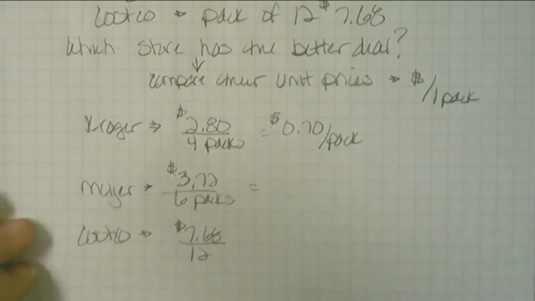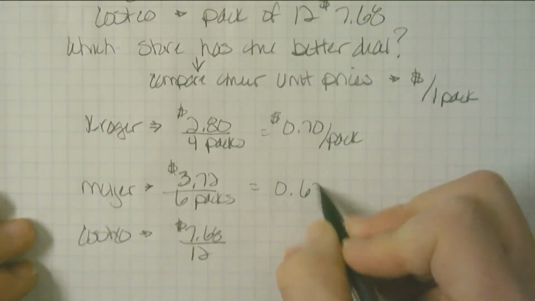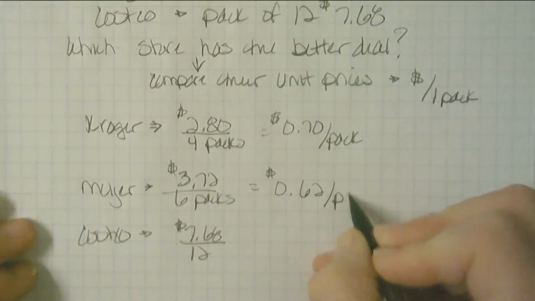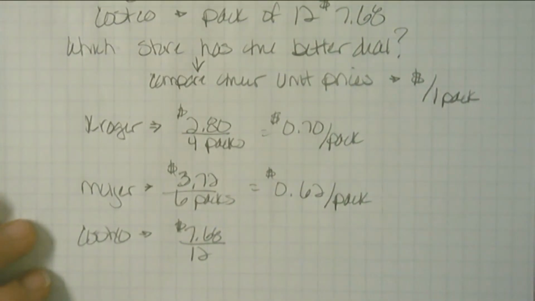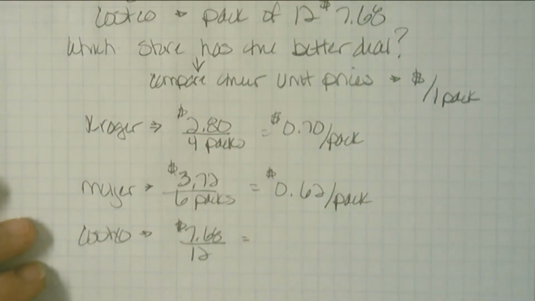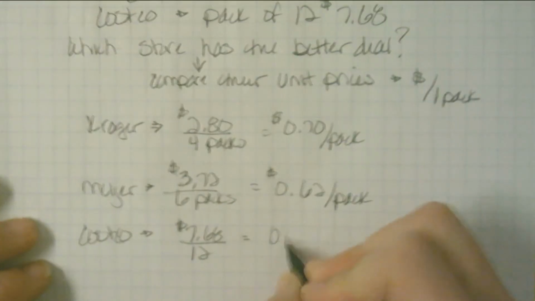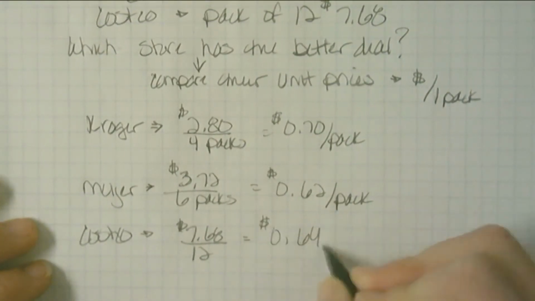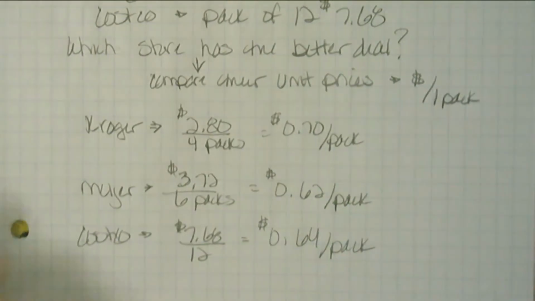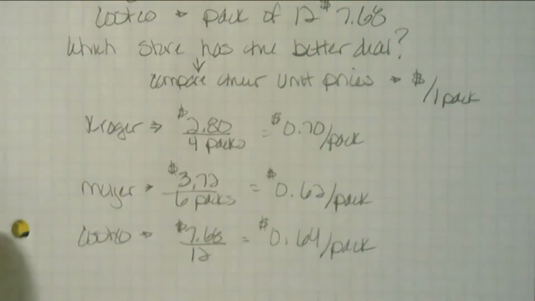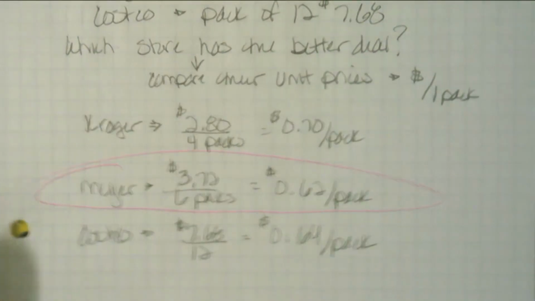$3.75 divided by 6 is going to give me 62 cents per pack. Chris, you're writing this down? $7.68 divided by 12 is going to give me 0.64, so 64 cents per pack. So which store, if you're getting a lot of these, which store is the better buy? Jacob? Meyer. How many of you guys would not expect that?